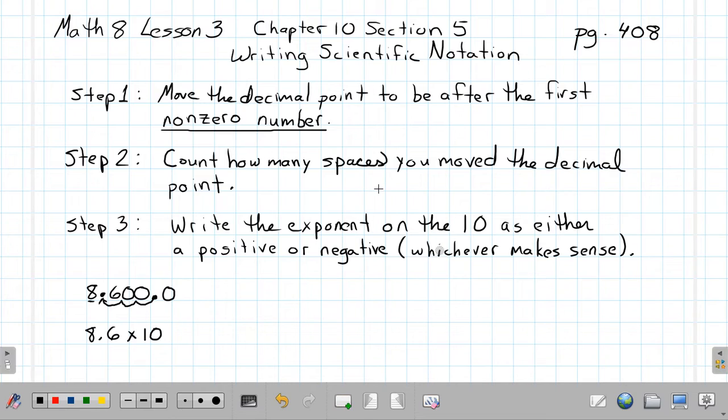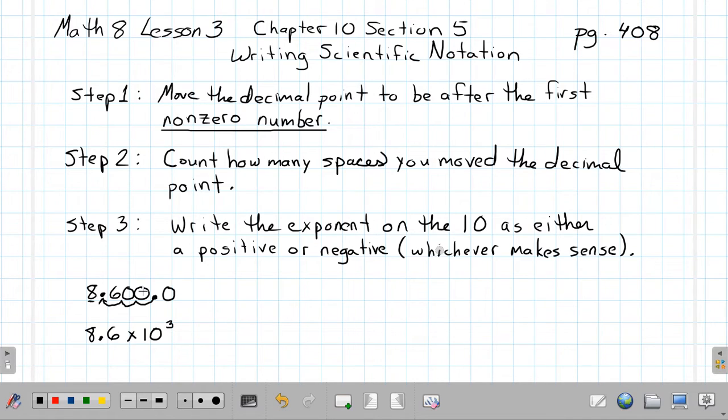We need to write the exponent as either a positive 3 or a negative 3. And this is where some common sense has to come in. What are we doing when we want to take this number 8.6 and make it into 8,600? Well, that means we would want to make that number bigger. So that means we would want a positive exponent of 3 here. Okay? And like I said, we'll see this again when we look at example 1.